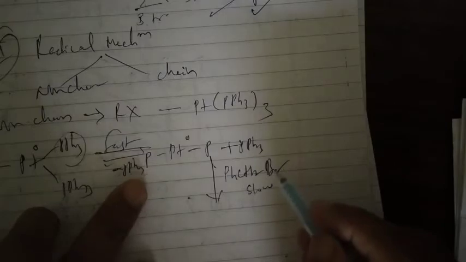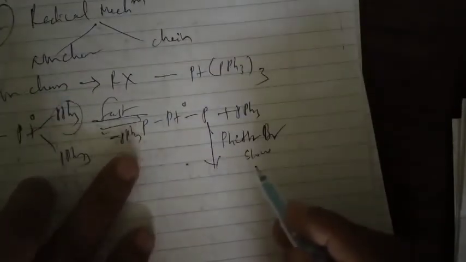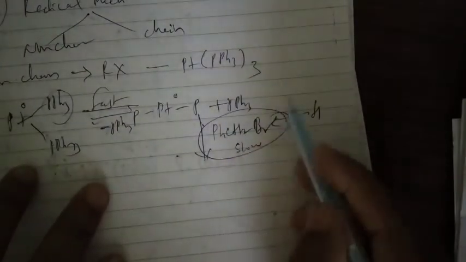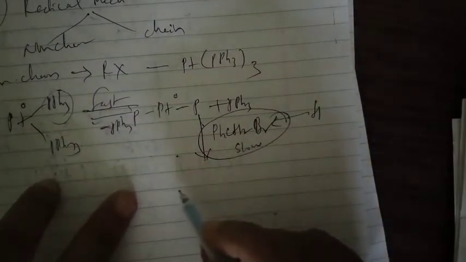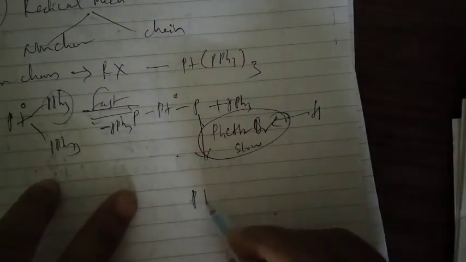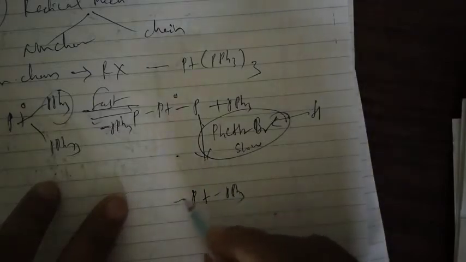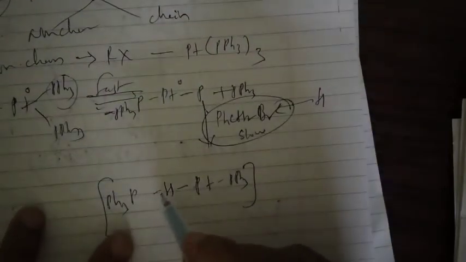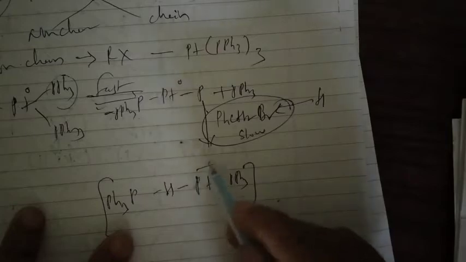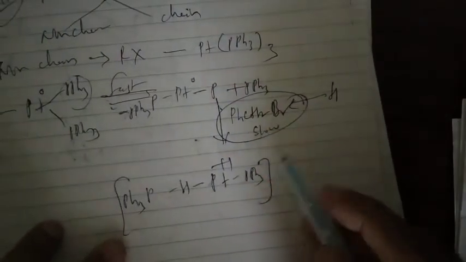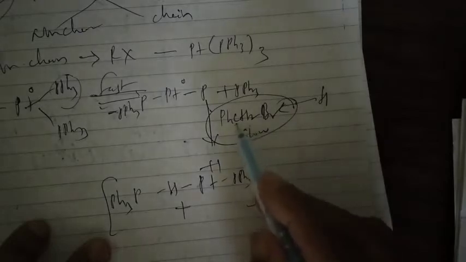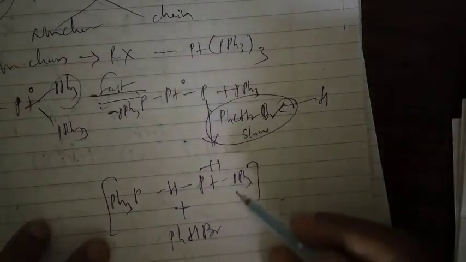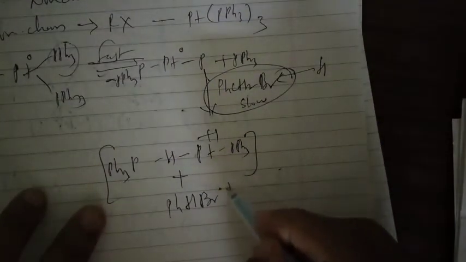So what will happen now? This complex is going to abstract a hydrogen, and I get Pt(PPh3)2 with H attached, like this. The platinum becomes +1, since one electron is abstracted.